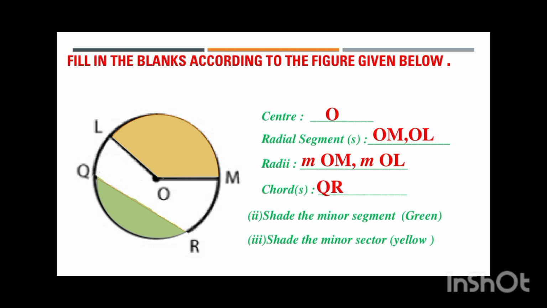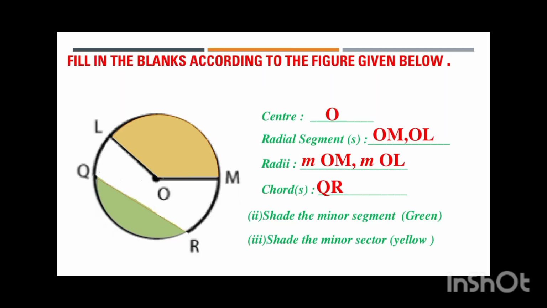So the center, here O is the center. Now we can see the radial segments are OM and OL. These are the radial segments. The measurements OM and OL are the radii, or radius, you can say. Chord, or chords: QR is the chord.